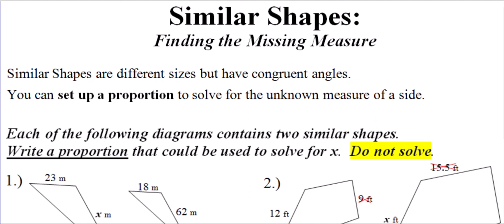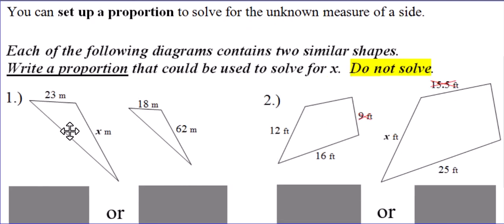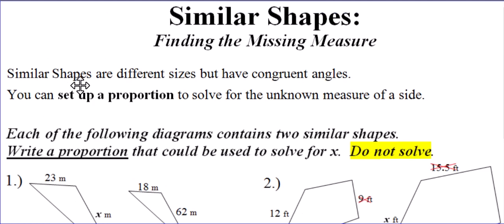Similar shapes are different sizes, but congruent angles. So what that basically means is that you're going to have one big version and one small version. The small version could be first, it doesn't really matter, but they're the same type of shape. And so exact same size of angles, it's just that one's a bigger version than the other. So that's what we're talking about here.